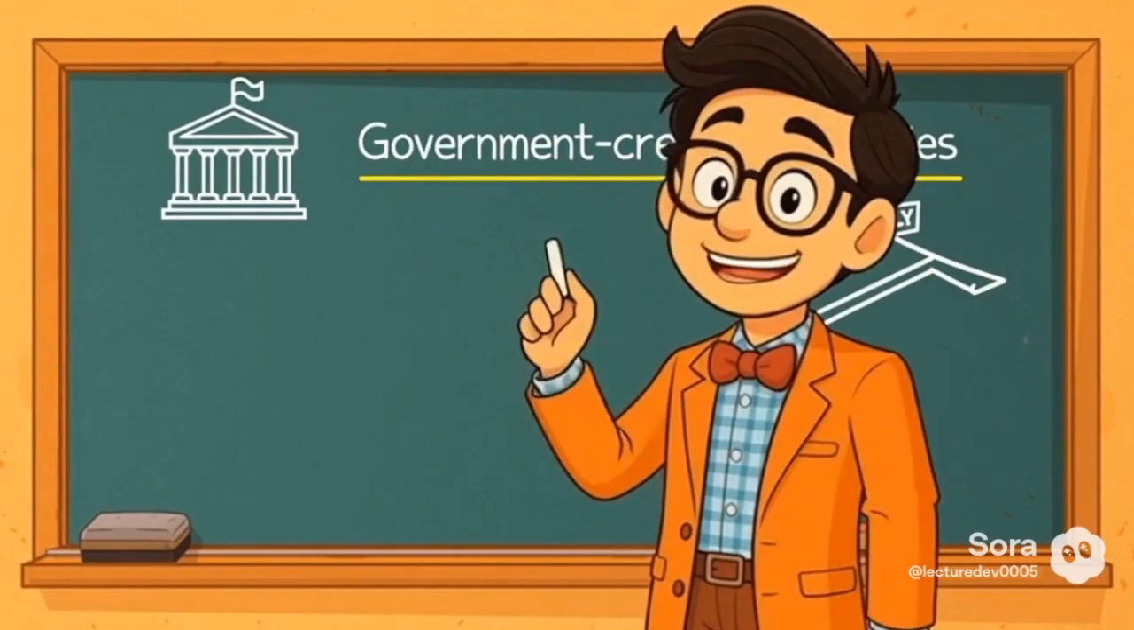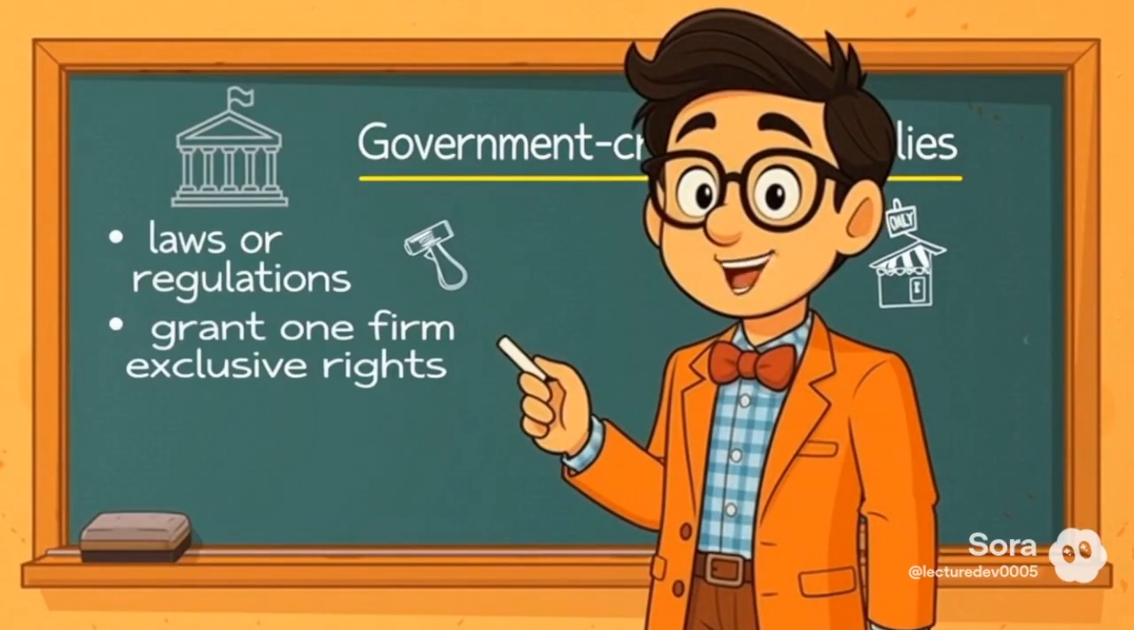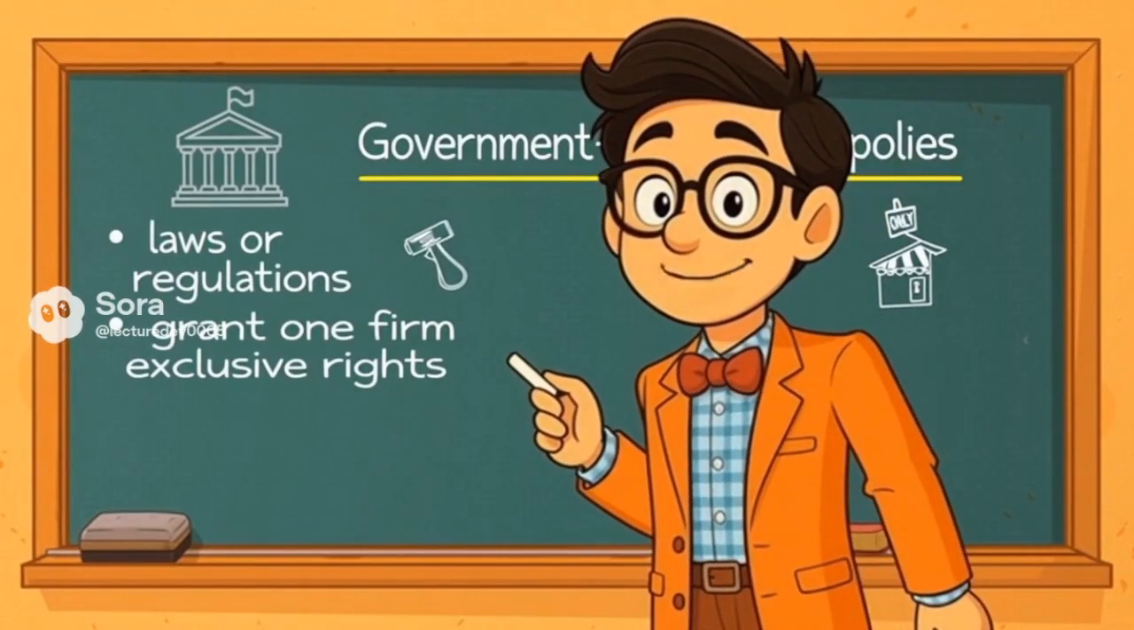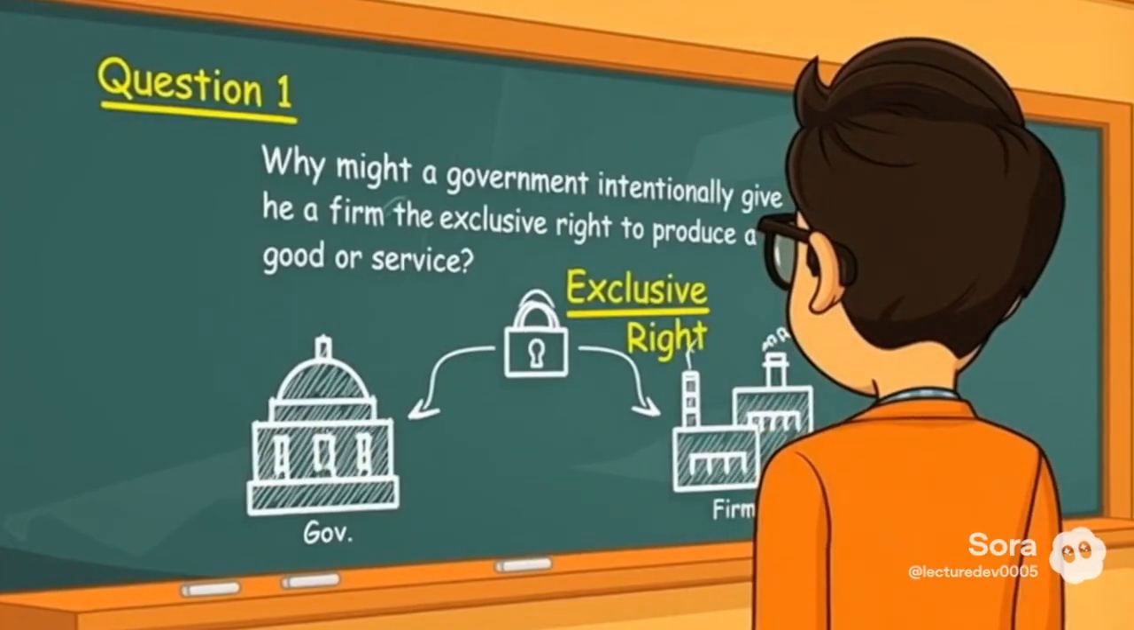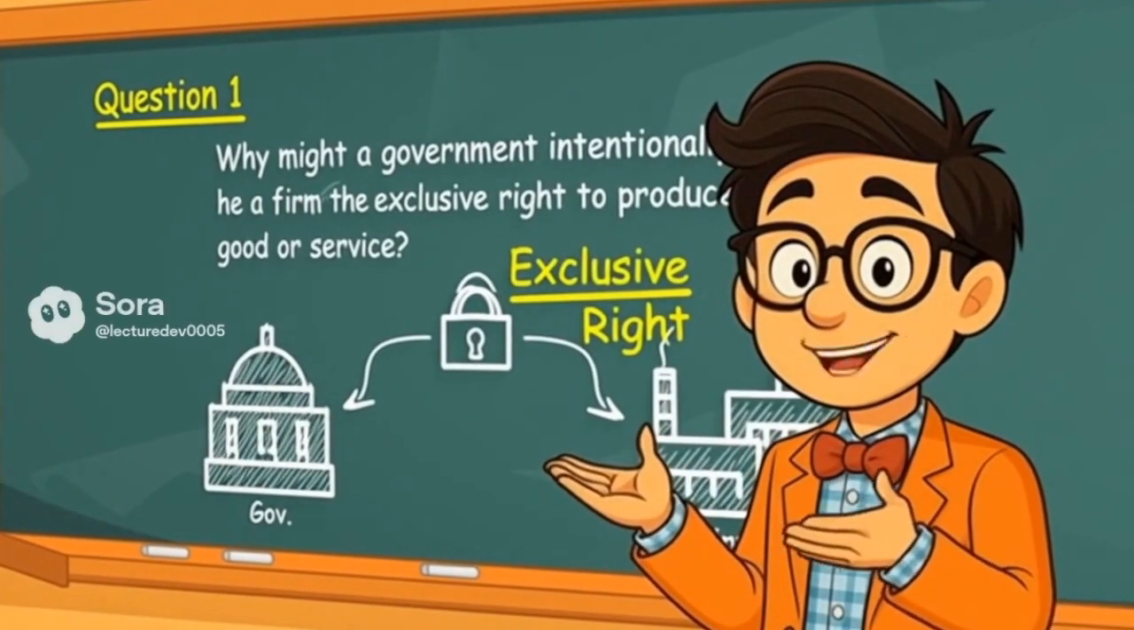The second source is government-created monopolies, where laws or regulations grant one firm exclusive rights to produce a good. Question 1. Why might a government intentionally give a firm the exclusive right to produce a good or service?